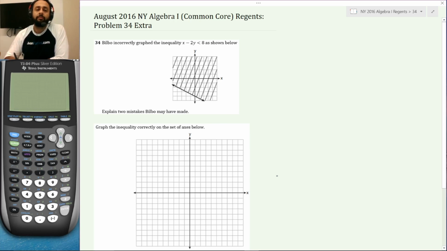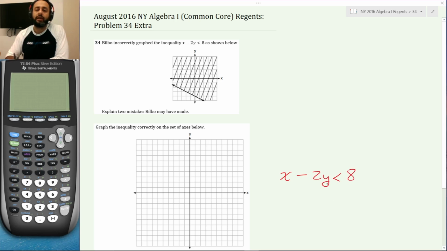So what I recommended once again is that you do solve the inequality first and see what you get, because that'll help you determine what the mistakes may have been.